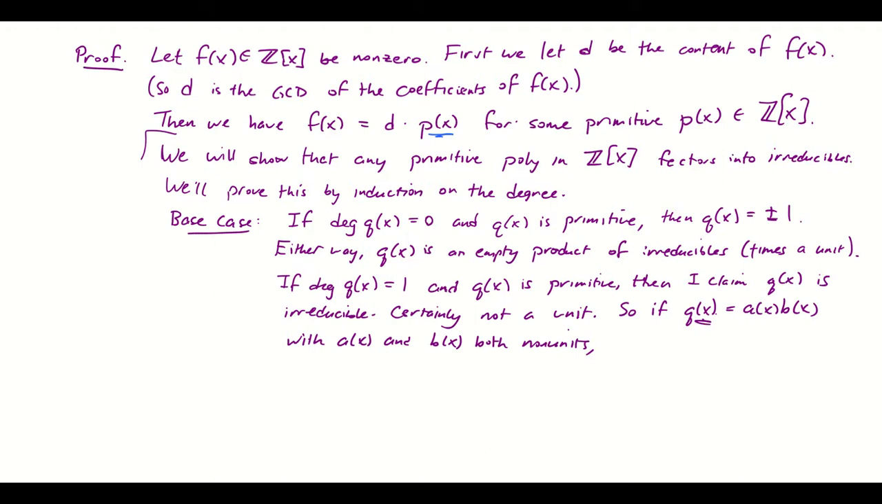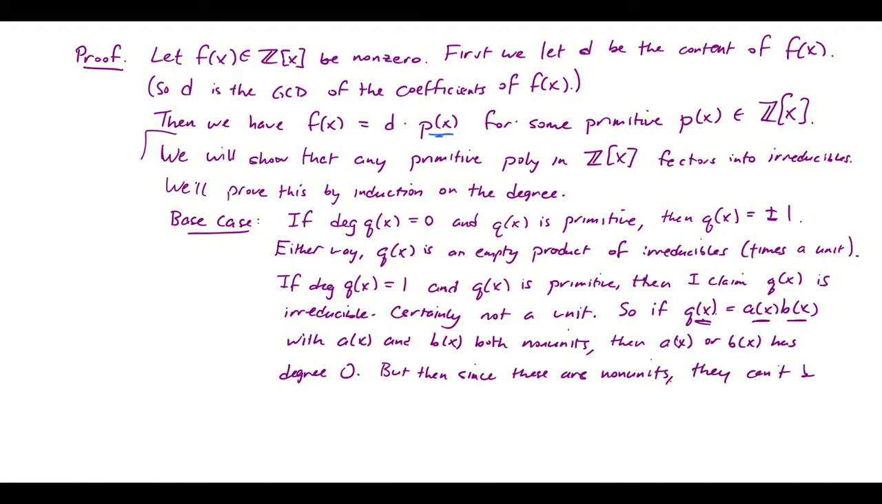well, since the degree of Q of x is 1, that would mean that one of these has to have degree 0. Otherwise, they'd both have degree at least 1, and that would force Q of x to have degree greater than what it actually has. So if a of x and b of x are both non-units, then a of x or b of x has degree 0. But then since we assume both of these are non-units, they can't be plus or minus 1.